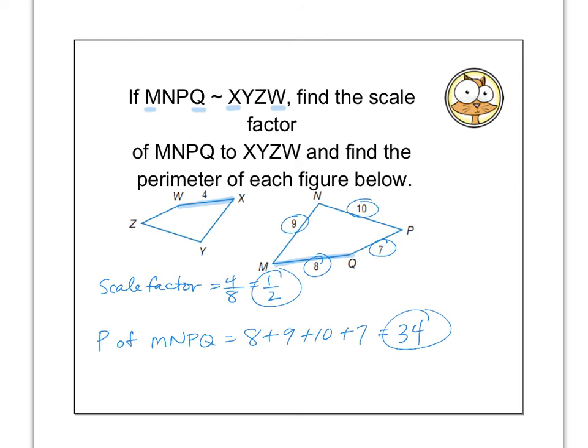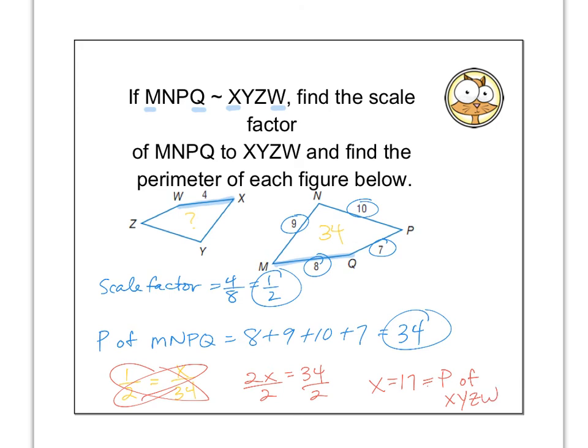Now, remember our scale factor is 1 to 2. So to figure out the other perimeter, I can use that scale factor and say 1 over 2 equals x over 34. Because I know the perimeter around this one is 34, and I want to find the perimeter around the other. Cross multiply. You're going to wind up with 2x equals 34. Divide by 2, x equals 17. So 17 is the perimeter of WXYZ. Or I guess we'll use their letters at the top, XYZW.